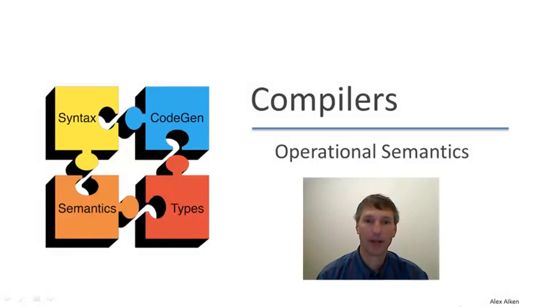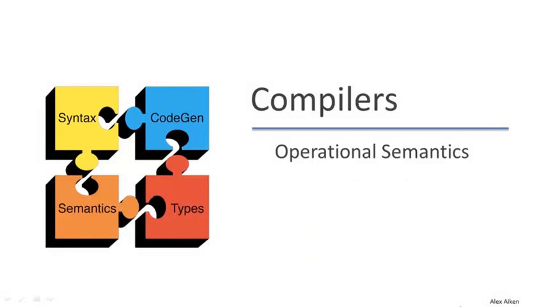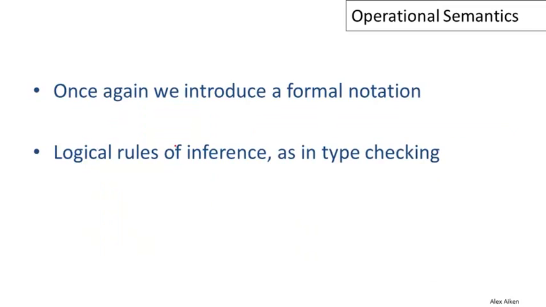In this video, we're going to begin our discussion of formal operational semantics. Just as we did with lexical analysis, parsing, and type checking, the first step in defining what we mean by a formal operational semantics is to introduce the notation. And it turns out that the notation we want to use for operational semantics is the same or very similar to the notation we use in type checking. We're going to be using logical rules of inference.